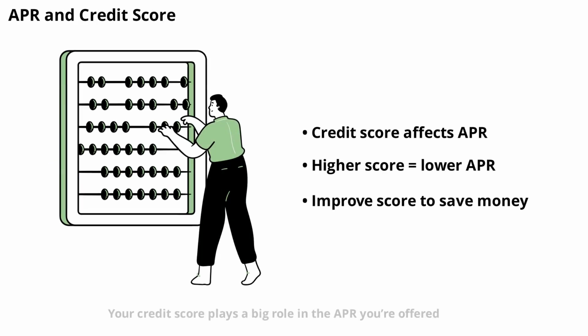Your credit score plays a big role in the APR you're offered. Higher credit scores usually qualify for lower APRs, while lower scores may result in higher rates. Improving your credit score can help you secure better loan terms and save money over time.